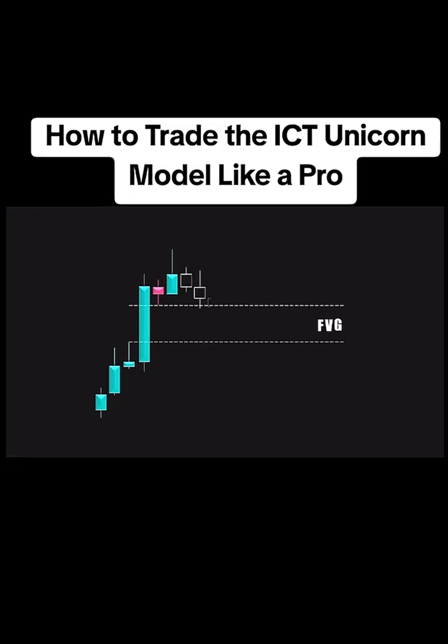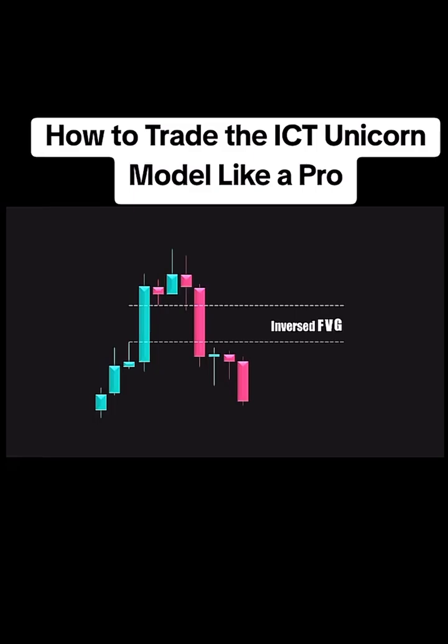When the price revisits these gaps, there's typically a higher likelihood of rejection as the market reacts to these areas. But what happens if the price fails to reject these zones and breaks through instead? This creates what's called an inversed fair value gap. An inversed fair value gap occurs when the market neglects the original FVG, breaking through it instead of respecting it.